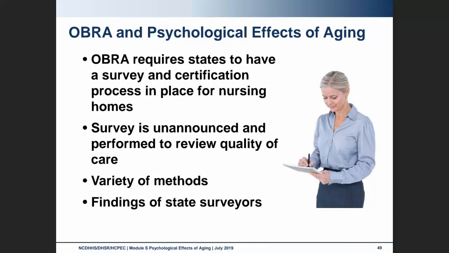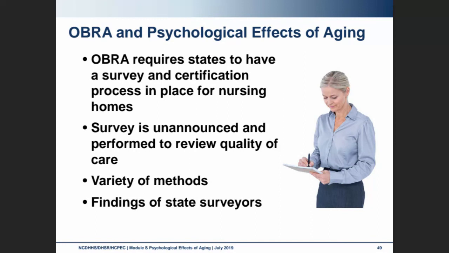The survey is unannounced, performed annually, and it reviews quality of care as indicated by the evaluation of certain criteria, including medical, nursing, and rehabilitative care, dietary services, infection control, pharmacy services, physical environment, incidences of abuse, neglect, and exploitation, and resident-centered care planning. There are a variety of methods used during the survey. Obviously, they're going to be observing and looking all around them. They're going to do resident and family interviews, staff interviews, evaluate the environment for safety and cleanliness, and review records. Based on the findings of the state surveys, the nursing home can get a clean bill of health and be found to be in compliance, or they may be subject to fines, denial of federal funds, or, at an extreme, closure.